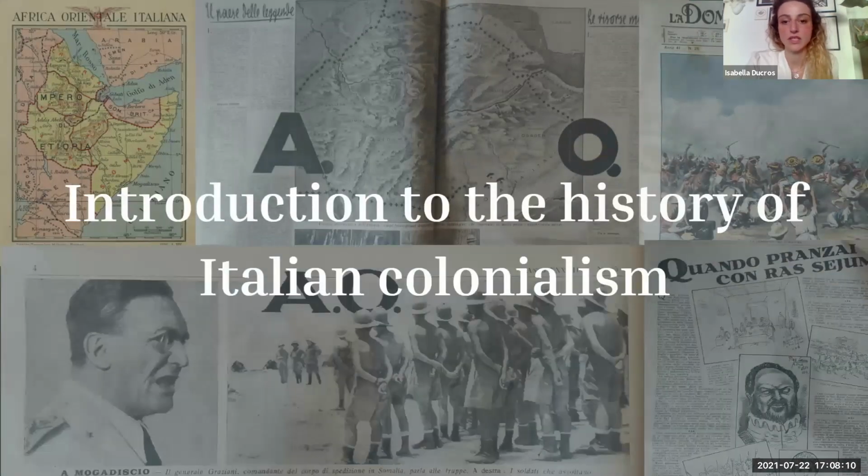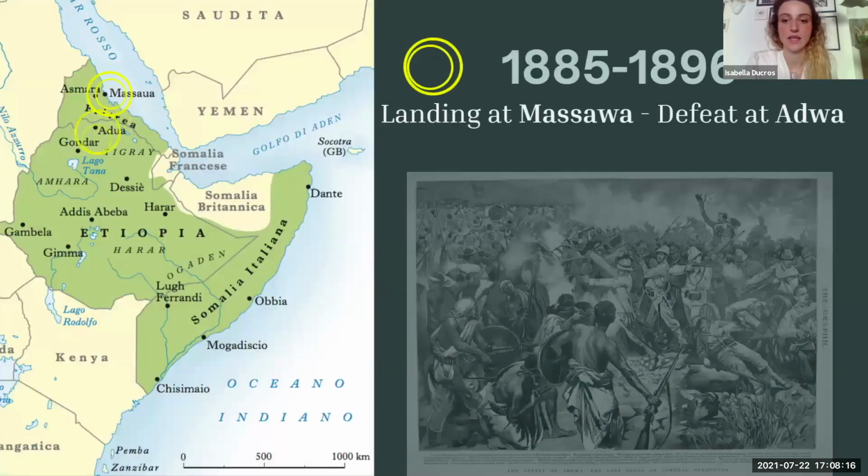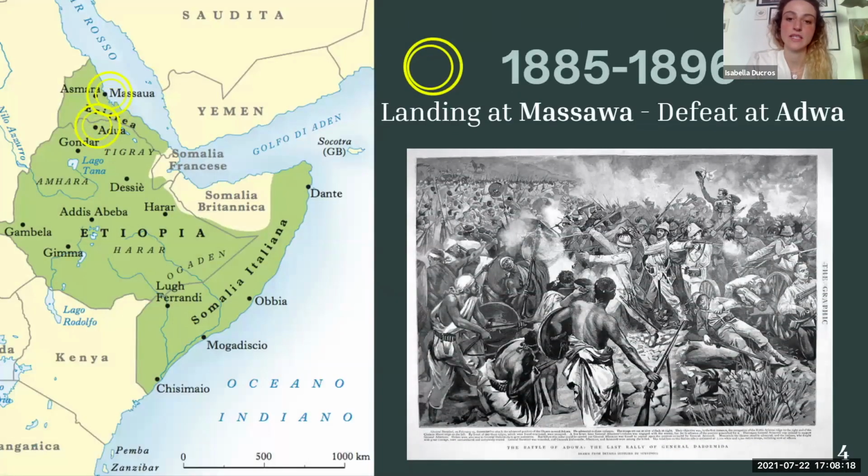The Italian invasion can be divided into 3 major periods. The first begins in 1885 with the landing in Massawa, Eritrea, when Italy enters the Eritrean and part of the Ethiopian territory. In 1896, the Italian advance was halted with the defeat at Adwa.